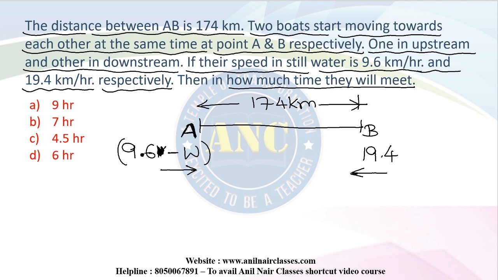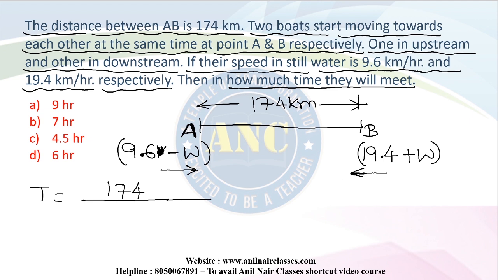Similarly, the second boat is traveling in downstream speed. It is B plus W. It is 19.4 given in the question, plus W. So these are the speeds. But they are asking you the time. Time is nothing but distance by speed. Distance is given in the question as 174. Then what are you worrying about? Substitute 174 and divide by speed.